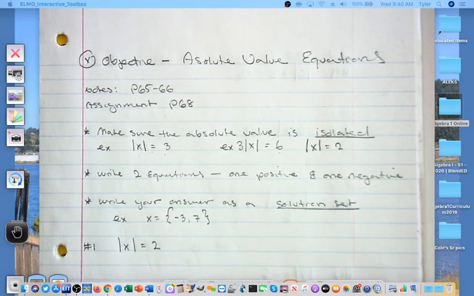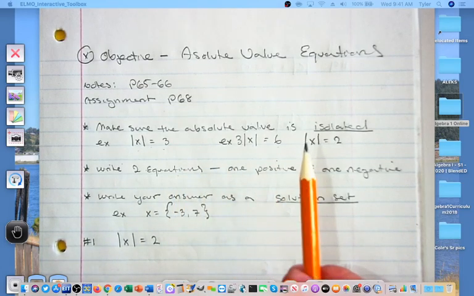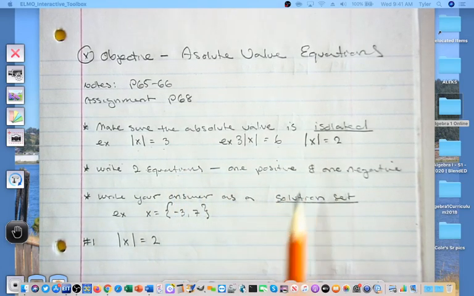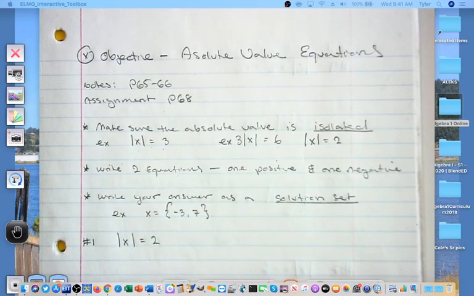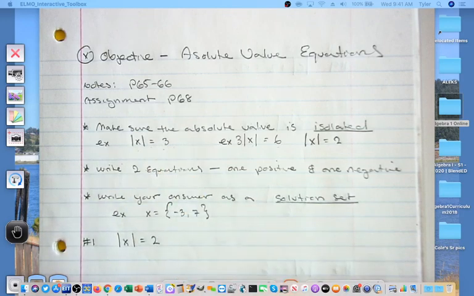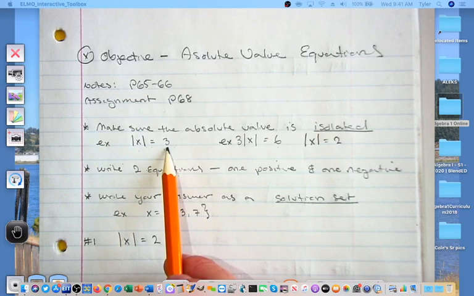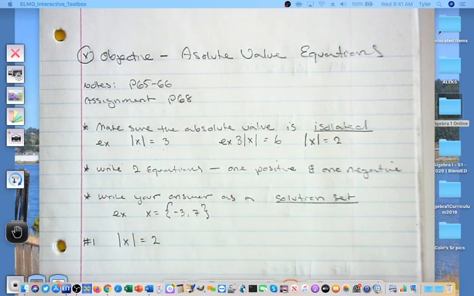Once your absolute value is isolated, we're going to write 2 equations. We'll write one positive equation and one negative equation. The positive equation is real easy to write. You're going to write exactly what the original equation is. You're just going to take the absolute value signs out. Then you will also write a negative version of it. You'll take the absolute value signs out, but you will change the value that is given to you to a negative.